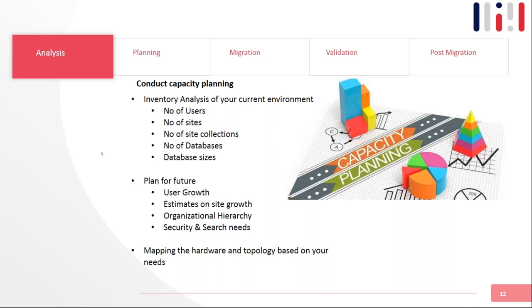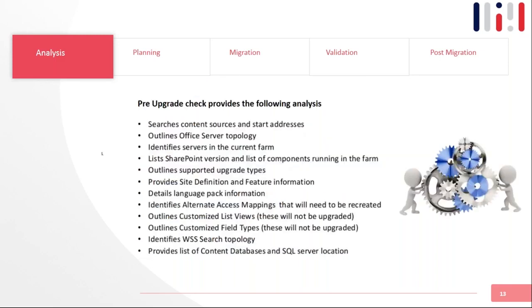And finally, we need to map the hardware and topology needs based on what our organization demands. We also need to do a pre-upgrade check on this checklist: what the content sources are, what the URLs and addresses are, how our Office server topology looks, what the servers in the current farm are, our SharePoint version and all the components that are running, different third-party applications, any language packs, any alternate access mappings, any customization on list views or field types, the topology, and a complete list of content databases and their server locations.